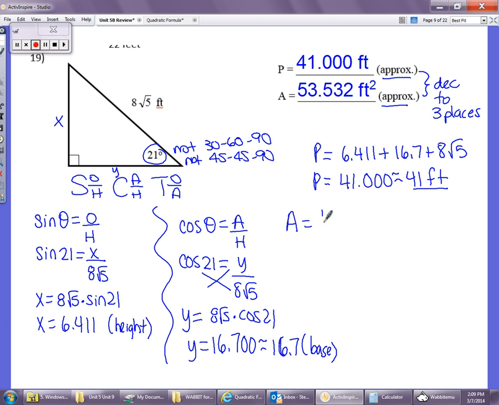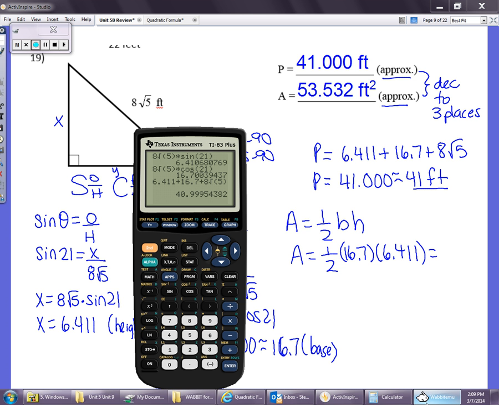Okay, remember your area is 1/2 base times height. Remember, always write your formula. Your base is 16.7. Your height is 6.411. And again, if you're going to put in your calculator, you do 1/2 times 16.7 times 6.411. And there's our 53 point. See how it says 531? Our fourth number is 8, so we must round up to 532.